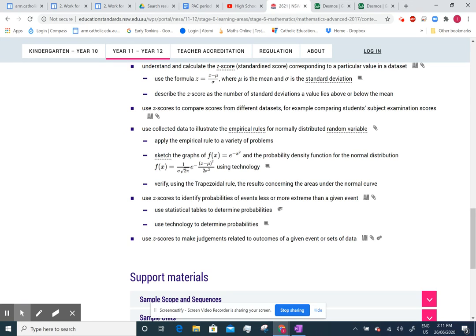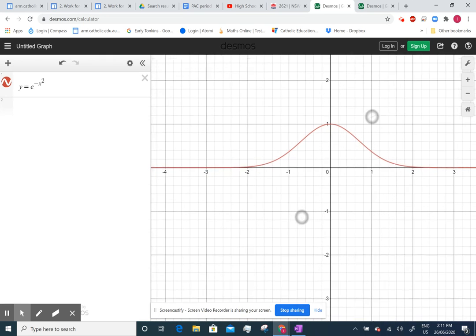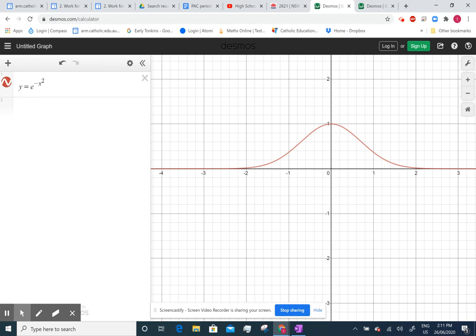So apply the empirical rule to a variety of problems. We've been doing that. But sketch the function y equals e to the negative x squared and the probability density function for the normal distribution using technology. Well, here we go. So here I've graphed y equals e to the negative x squared. And if I zoom in on that, you can see it forms a beautiful bell-shaped curve. But this is not a probability density function, and I'll tell you why.